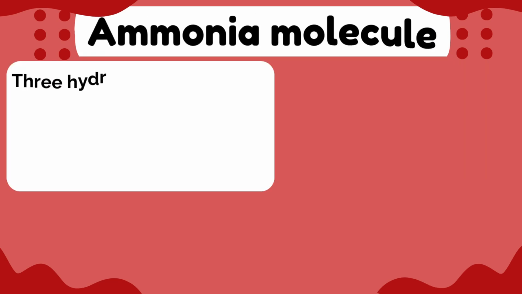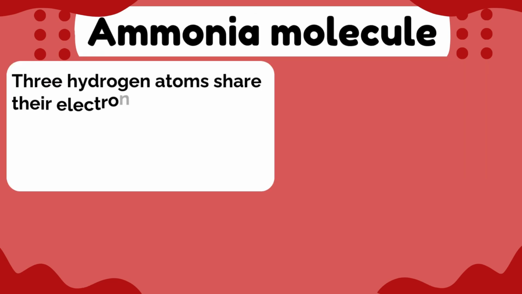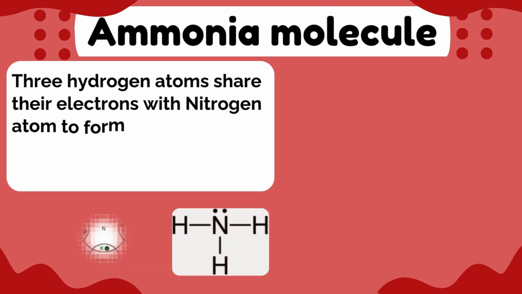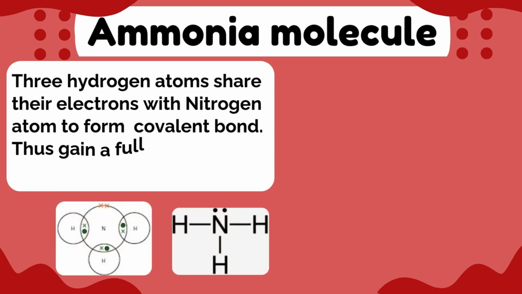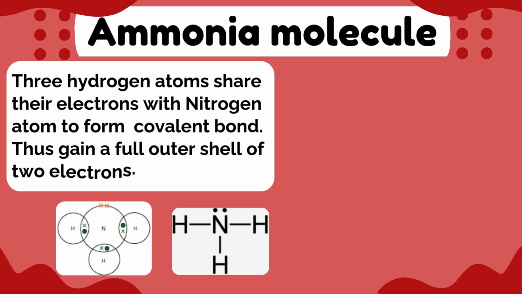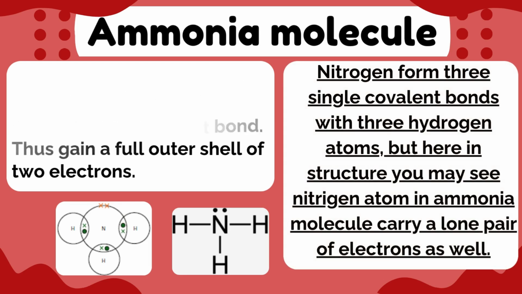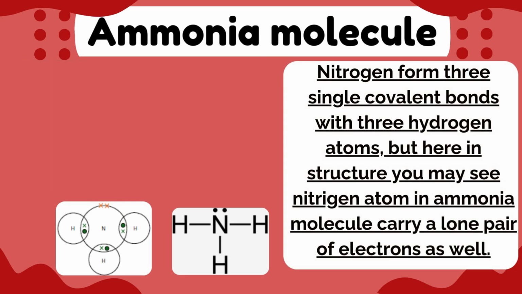Ammonia molecule. Three hydrogen atoms share their electrons with the nitrogen atom to form covalent bonds, thus gaining a full outer shell of 2 electrons. Nitrogen forms 3 single covalent bonds with the hydrogen atoms, but in the structure you may see that the nitrogen atom in the ammonia molecule carries a lone pair of electrons as well.